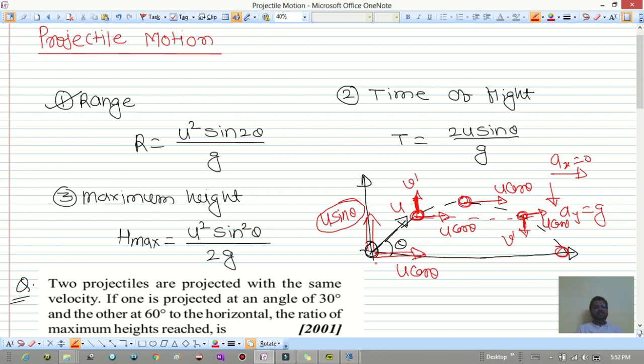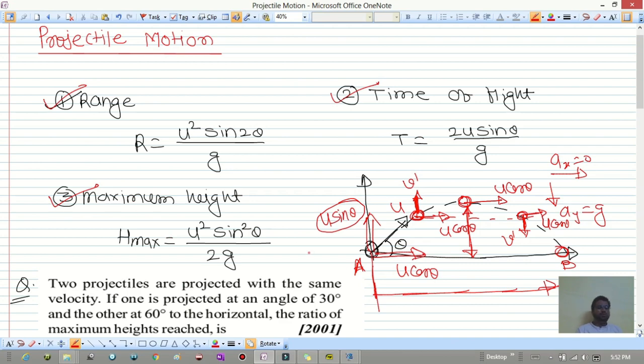So what is the range? Range is the maximum horizontal distance traveled by the projectile. Then what is the maximum height? The maximum vertical distance traveled by this projectile. And what is time of flight? The time required for this projectile to go from point A to point B. So we have the range formula, the time of flight formula, and the maximum height formula.